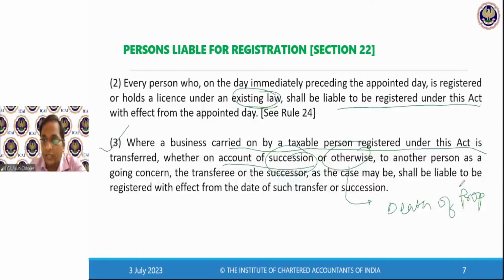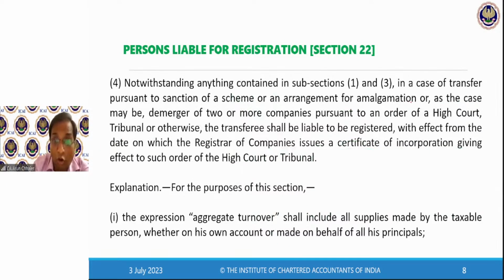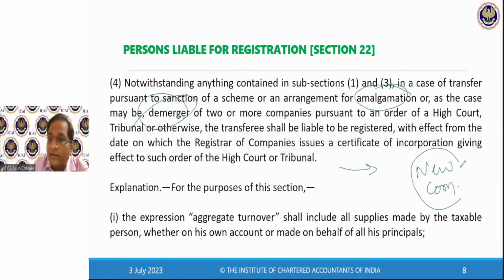So in case of the death of the proprietor, like his son is continuing that business, it is also one shot of the succession. So if A has transferred the business to B, either A has expired and his son is continuing that business, or there is an amalgamation, merger, demerger, etc. In that case, the new entity, new company has to take mandatory registration irrespective of any threshold limit.